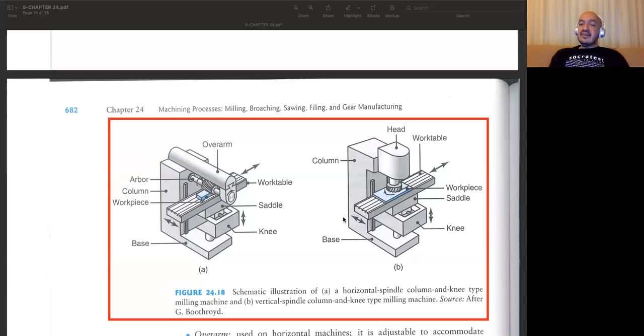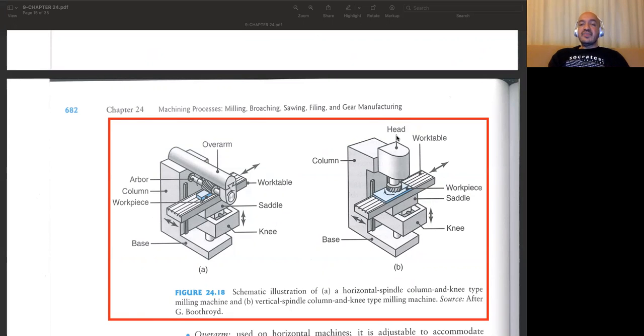This is moving in X direction. So we have three translational motions. With the help of the knee, we are moving in Z. With the help of the saddle, we are moving in Y. And with the help of our work table, we are moving in X direction. So with the help of them, we can position our workpiece any place we like.